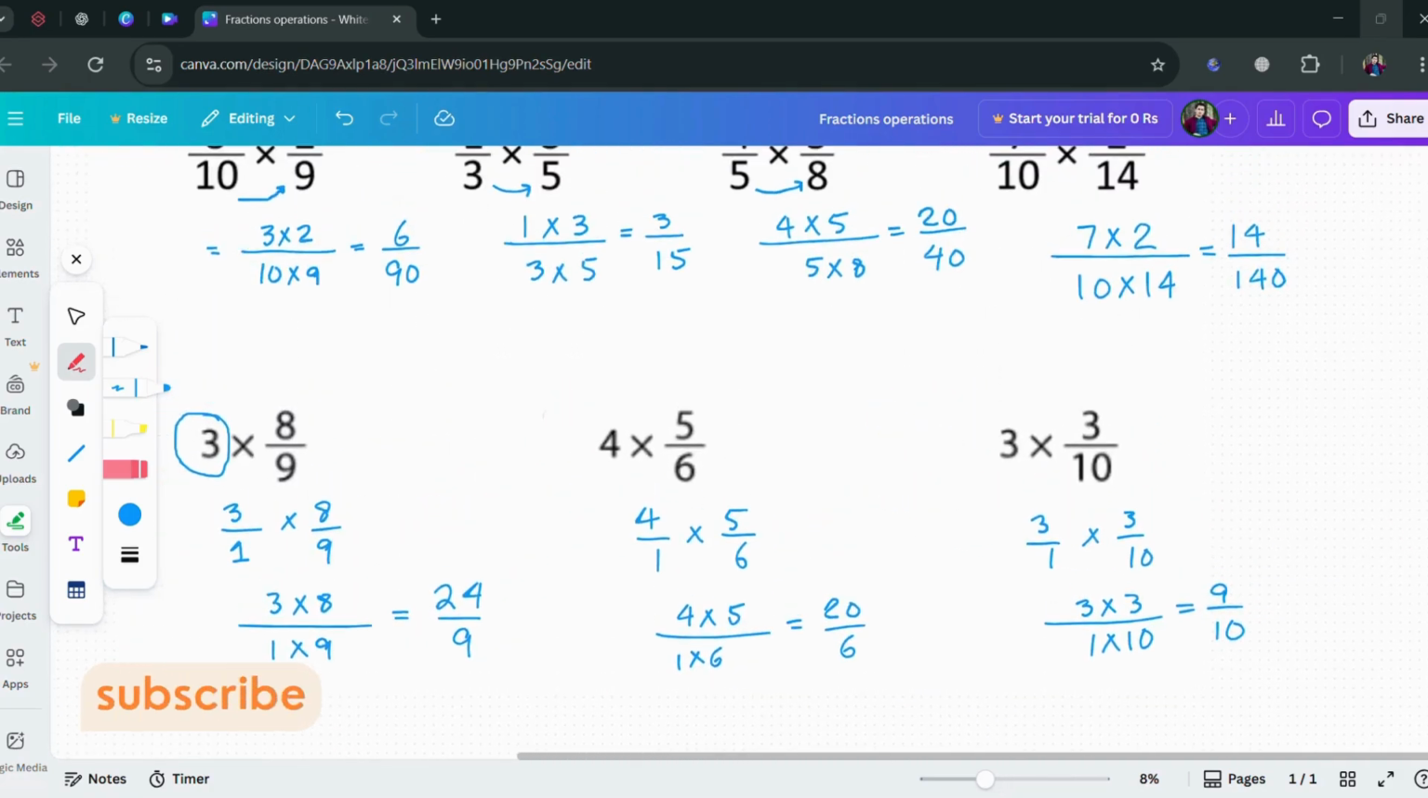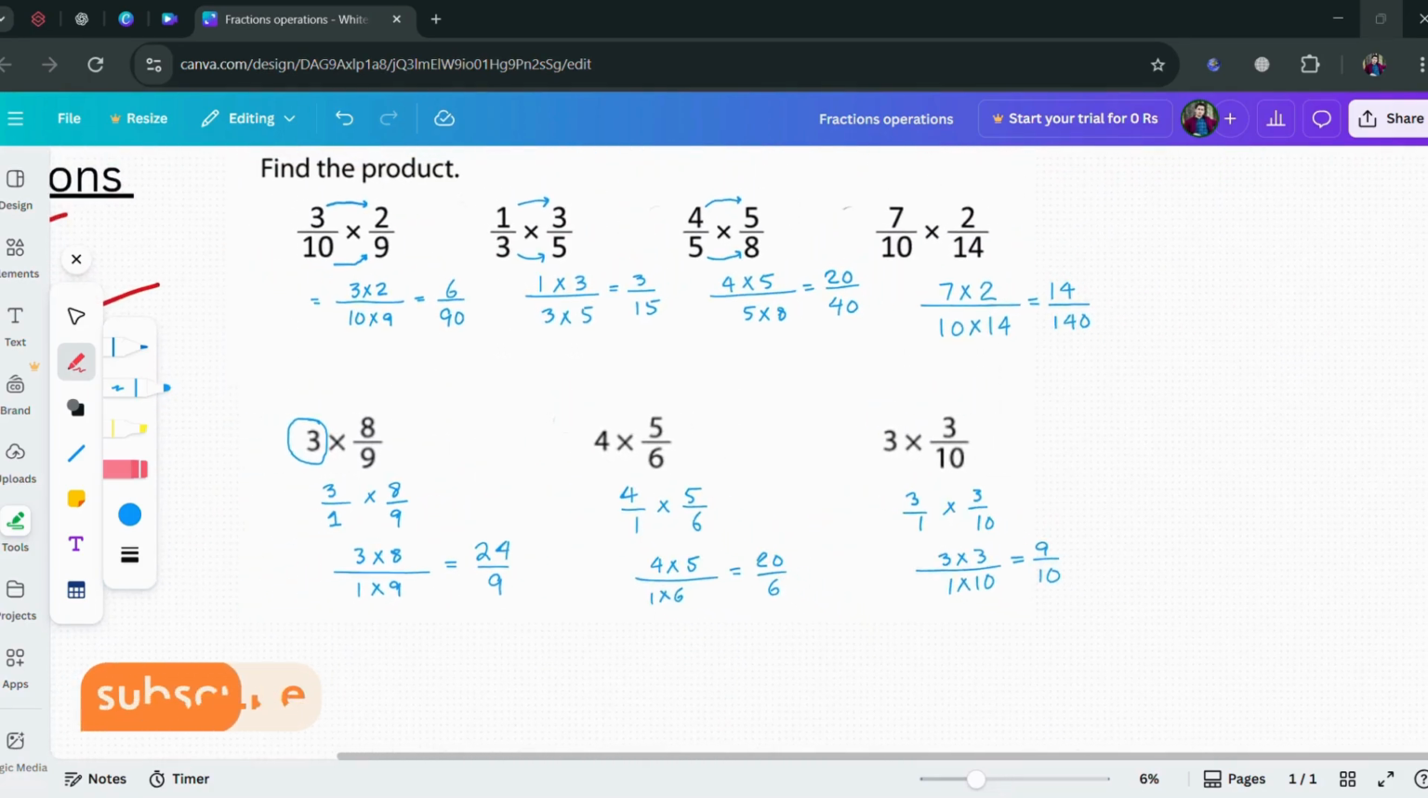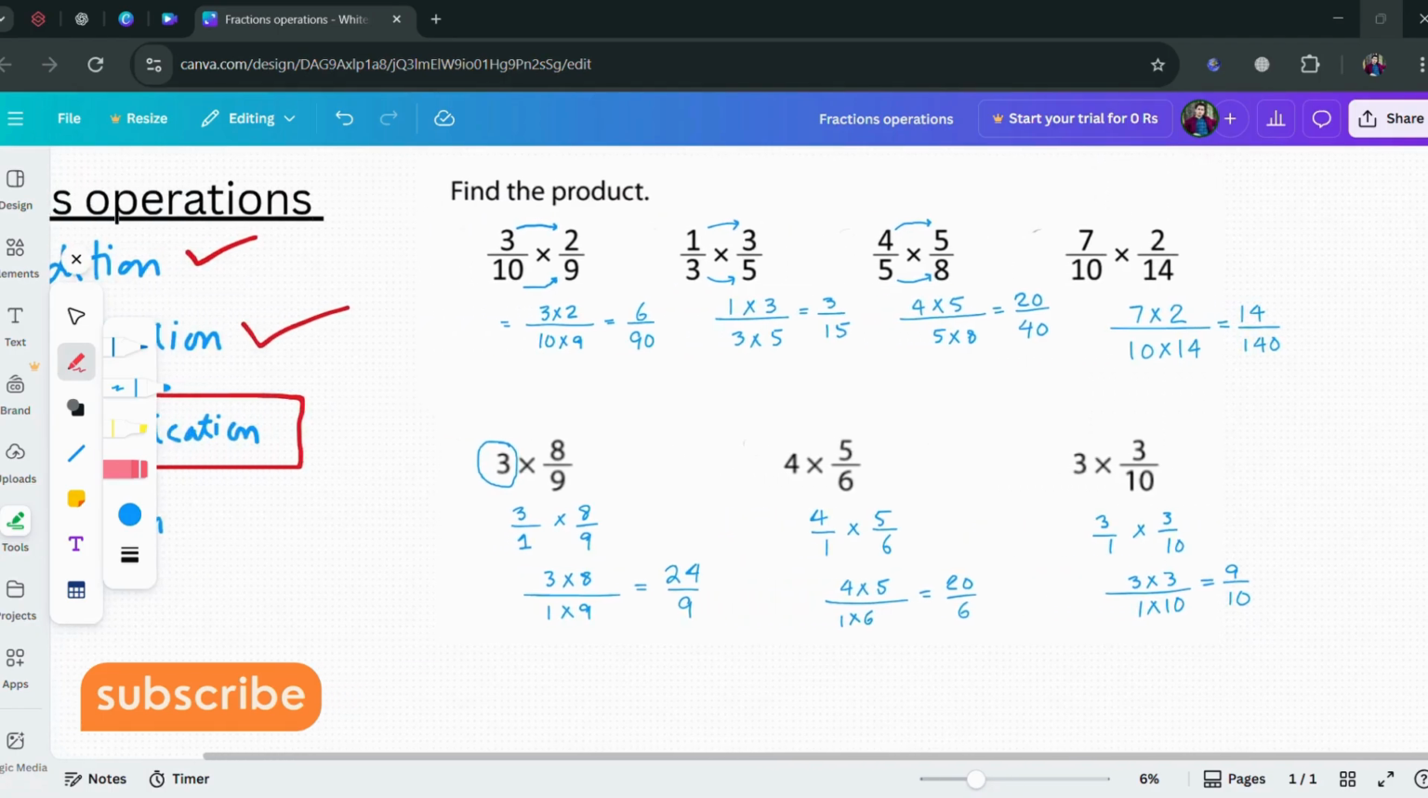So these are the questions. This is how we perform fractions multiplication. I hope you understood this.